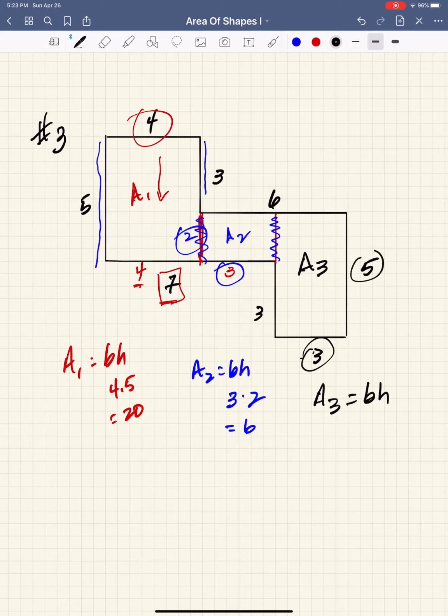Area number 3, again, base times height, because these are all rectangles. Base is 3, height is 5. 3 times 5 is 15. And we're going to add them all up. 20, 15, and 6 is 41. 41 units squared. And that's really all there is to it.